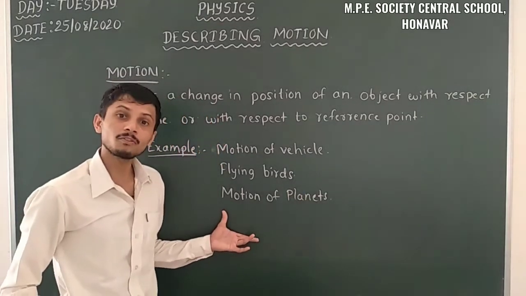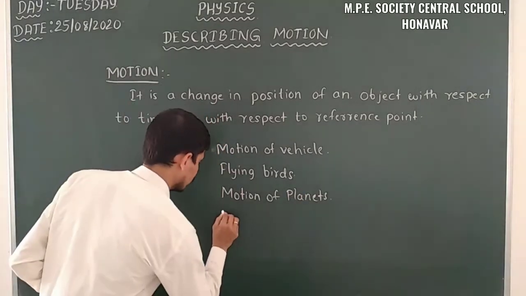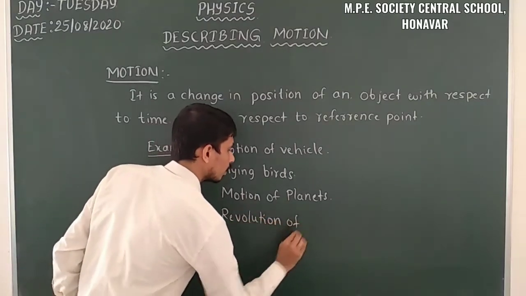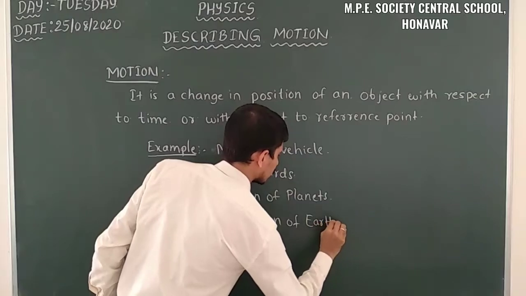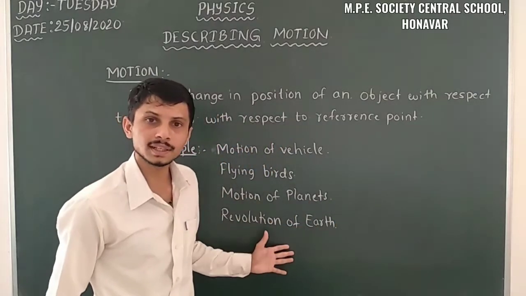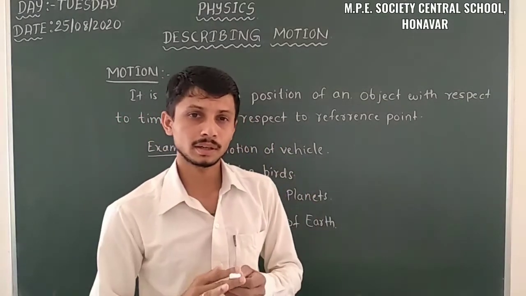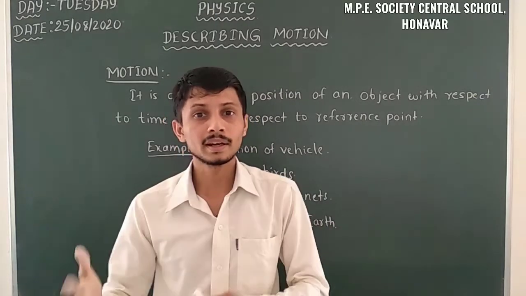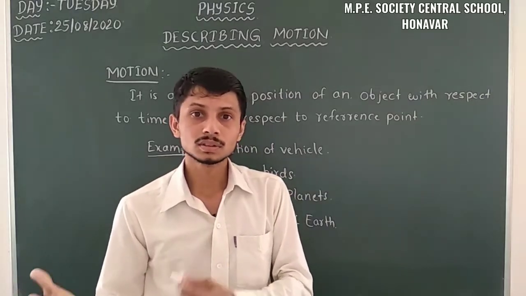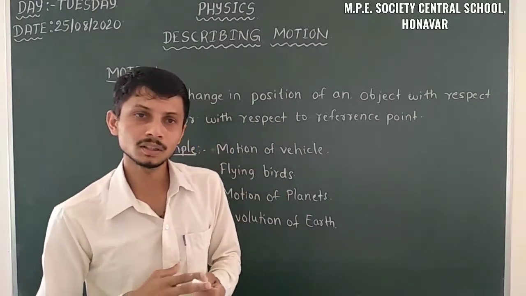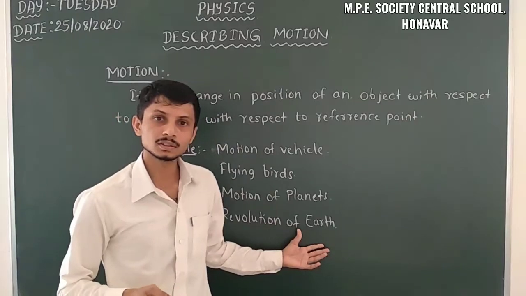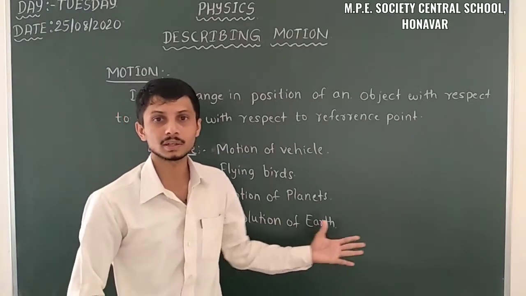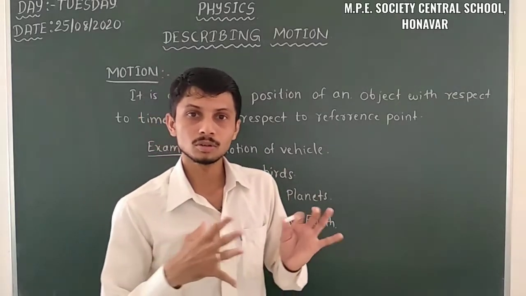Then there is the revolution of planets, the revolution of earth. How can we describe that motion? We experience it in some of the time, that is, summer and rainy season. Some seasons are there, and we are experiencing them. So from the revolution of earth, we can describe it as a motion of the earth, or take it as a revolution of earth here. So this is about motion.